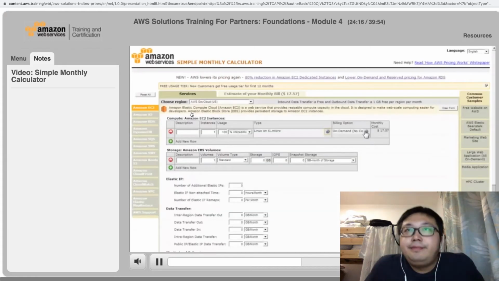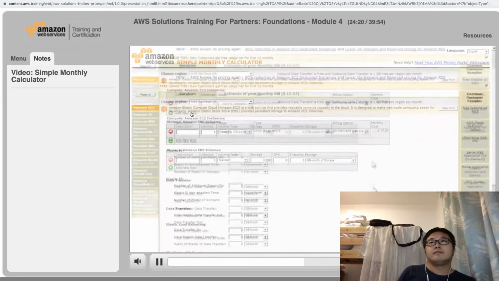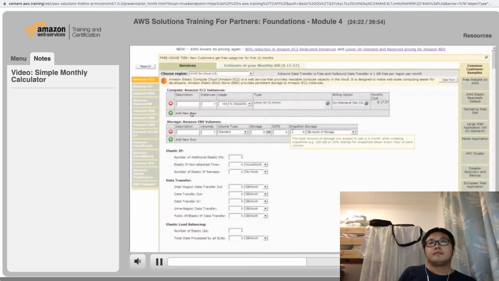And you need to select a billing option such as on-demand or reserved. You can also specify values for elastic block storage volumes, elastic IP, data transfer, and elastic load balancing. You can select other AWS services listed on the left and enter parameters for them as well.